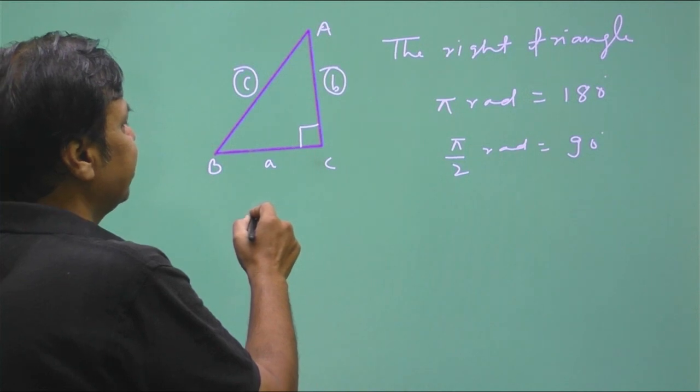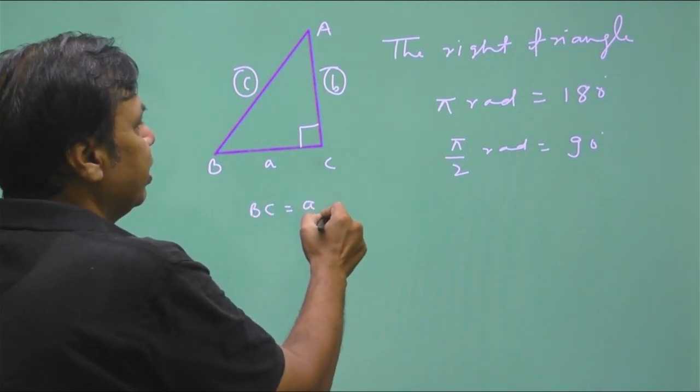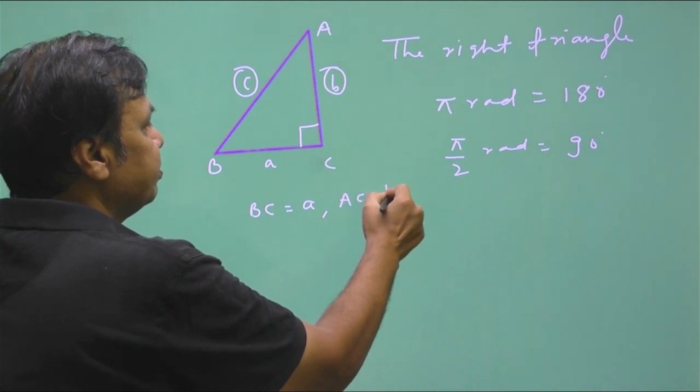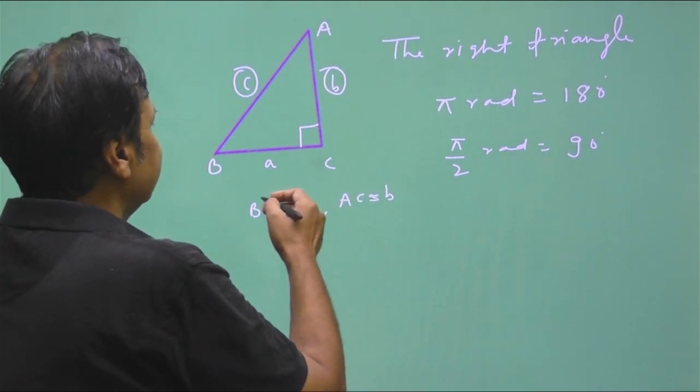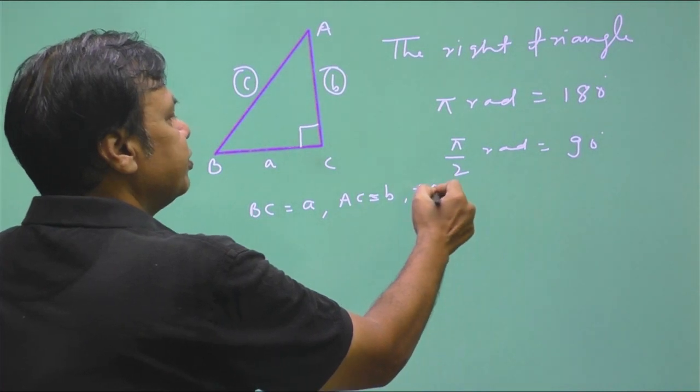you are simply writing the side length BC equal to a, AC equals b and AB equals c.